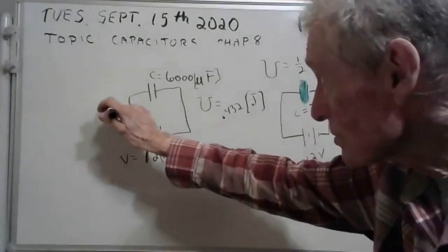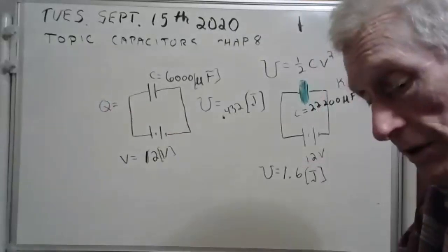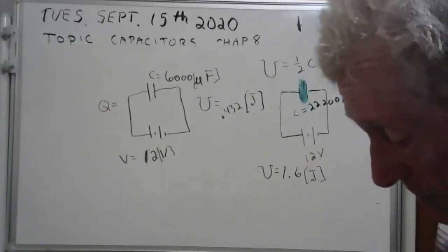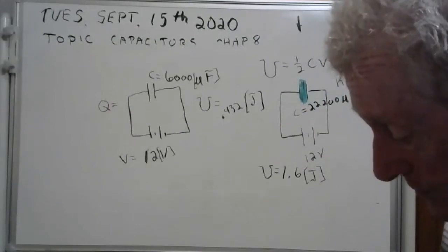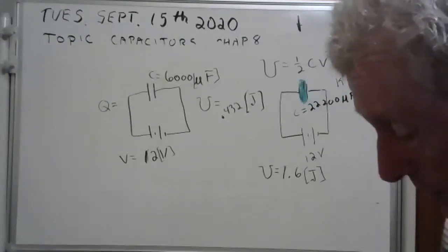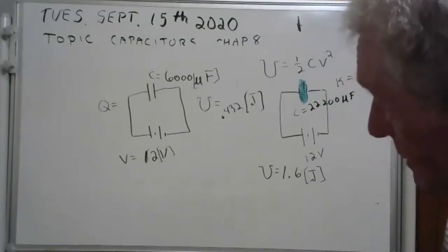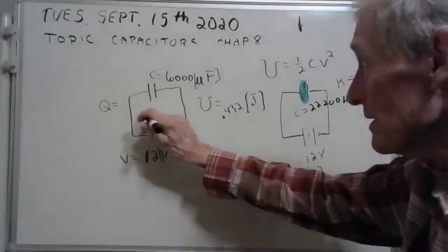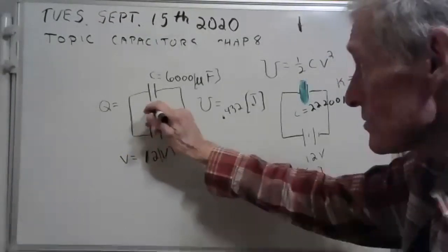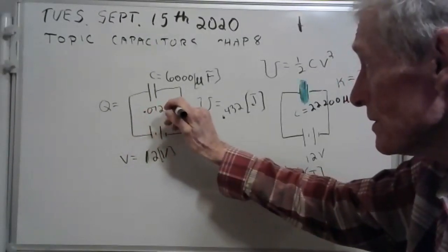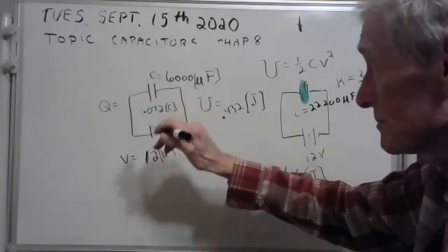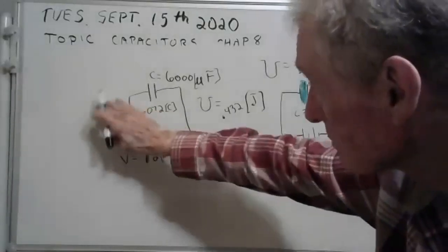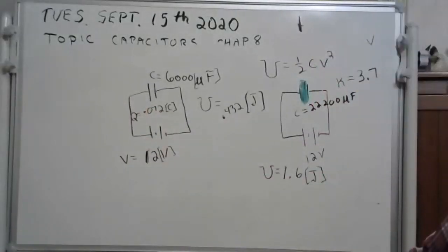Let's find the charges here. You know how to find that. You go Q equals CV. So I'm going to do that now. 6,000 microfarads times 12. 0.072 coulombs. So that's the charge on this one. Did I do that right? Q equals CV? I think so.